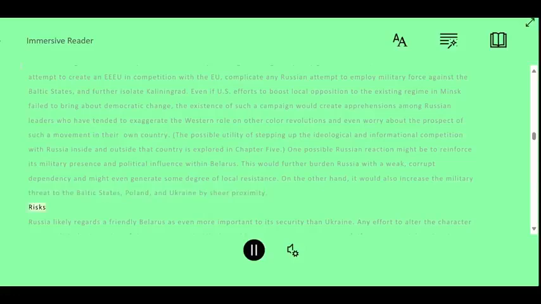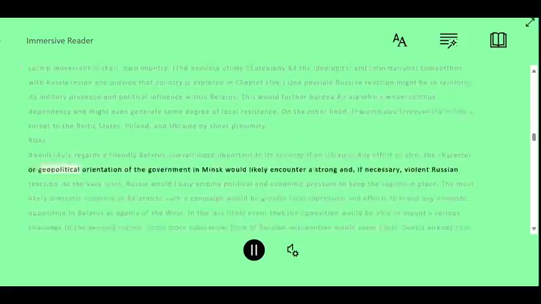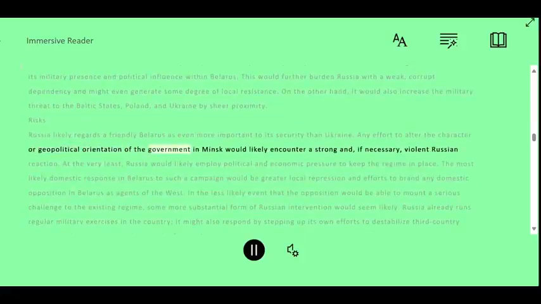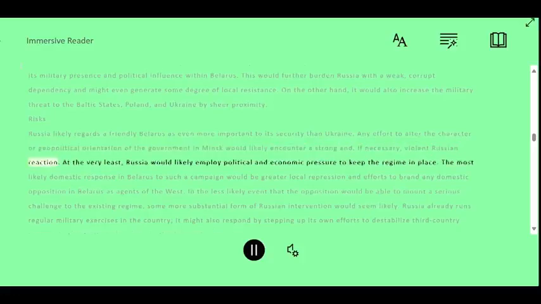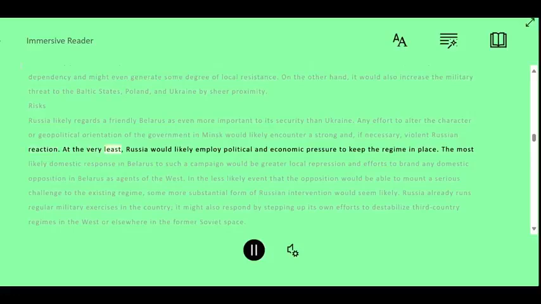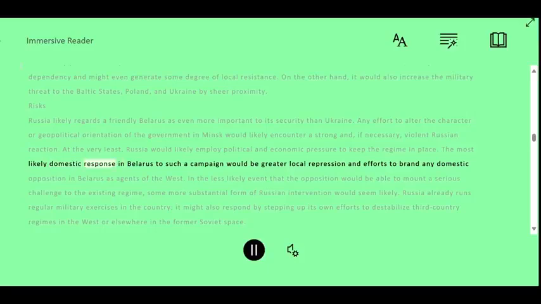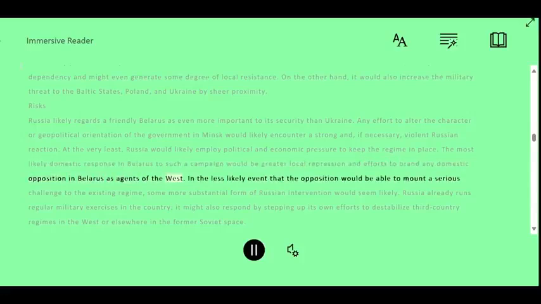Risks. Russia likely regards a friendly Belarus as even more important to its security than Ukraine. Any effort to alter the character or geopolitical orientation of the government in Minsk would likely encounter a strong and, if necessary, violent Russian reaction. At the very least, Russia would likely employ political and economic pressure to keep the regime in place. The most likely domestic response in Belarus to such a campaign would be greater local repression and efforts to brand any domestic opposition in Belarus as agents of the West.